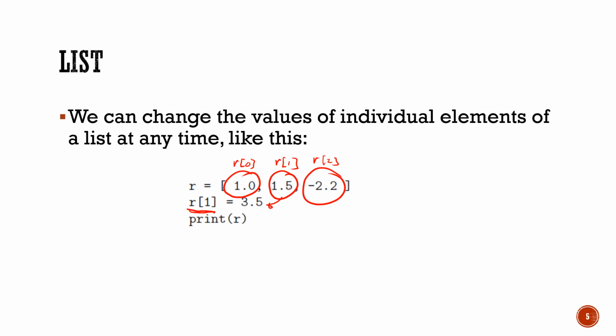If you want to change 1.5, it's easy. You just declare that R1 is equal to 3.5. What it does is update your list R, so it changes 1.5 to 3.5. So that's the advantage of a list: you can change individual elements to any other values, like this one from 1.5 to 3.5.